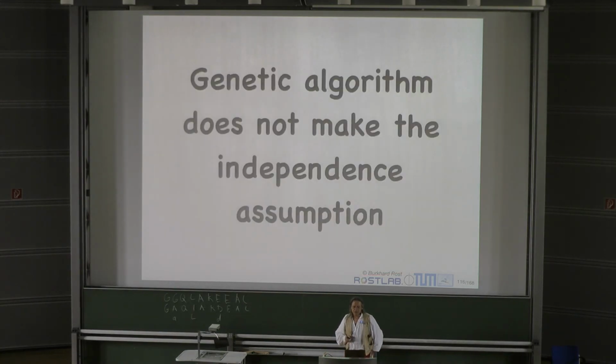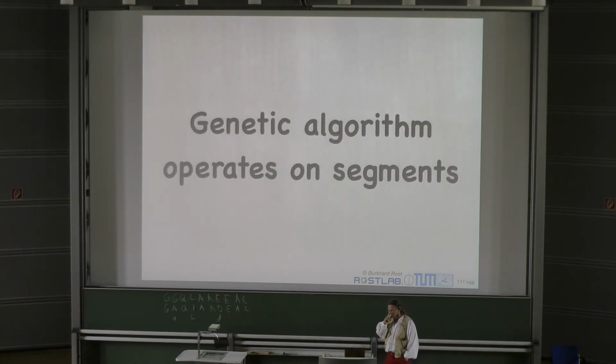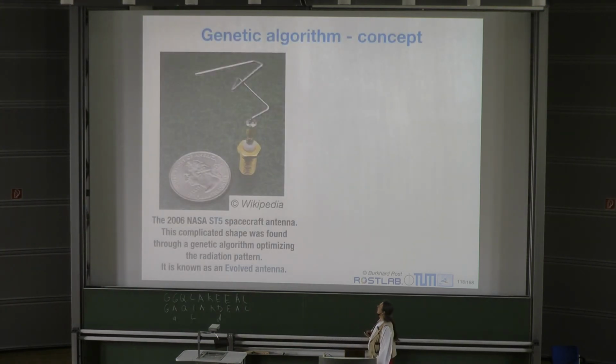Here's a method that could in fact break that down, and that method does work better and allows you many things, but has another disadvantage. It's a genetic algorithm. It doesn't make the independence assumption. It essentially operates on segments. So one example that you find in Wikipedia is this antenna that in fact has been optimized by a genetic algorithm to fit a particular radiation pattern. It's called an evolved antenna. You may not immediately see how that differs from what you would do when you're bored, but this is an evolved reality.